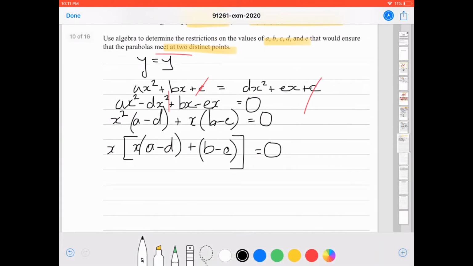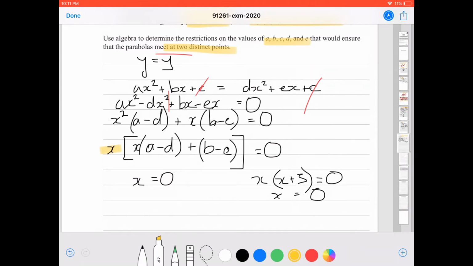Using our knowledge of equations in factorized form, straight away we can say that x equals 0. Okay, and that's this x here. It's like saying x times x plus 3 equals 0, an equation I looked at the other day. Straight away we can say that x equals 0. And that's that x there. Obviously our other solution would be minus 3.